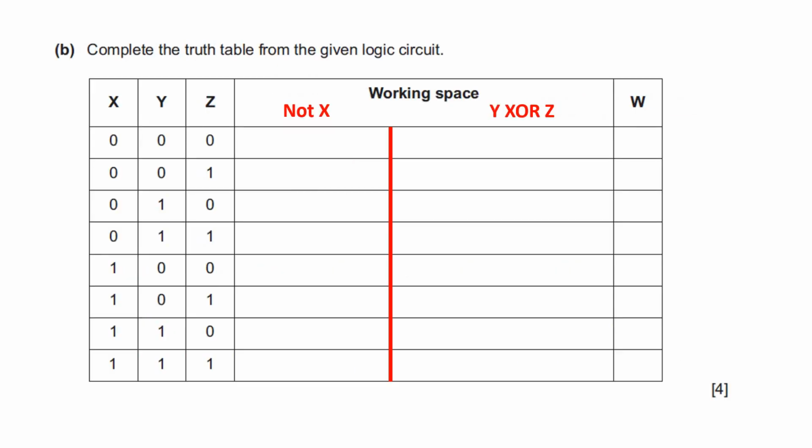Complete the truth table from the given logic circuit. First of all I need to calculate not x, meaning the reverse of x. If the value of x is 0, the value of not x is 1. The first 4 values of x are 0, so in not x the first 4 values will become 1, the reverse of x. And the last 4 in x are 1, so in not x the last 4 will become 0.